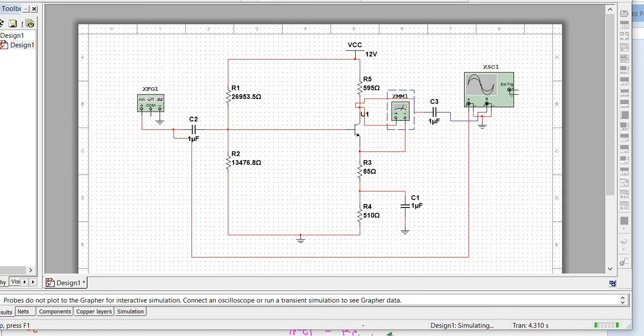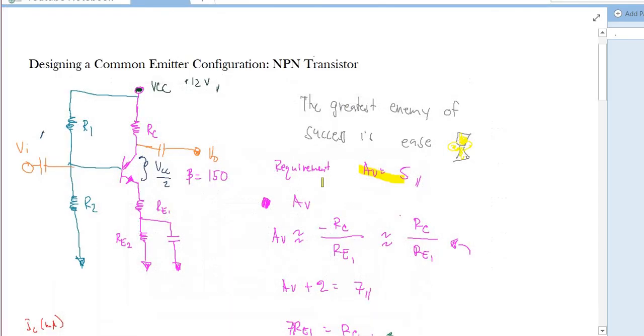So this formula that we've used is tested. I've tested it, and it's a good thing that we have this kind of formula that we're going to use. So in this video, you've learned a lot about designing a common emitter configuration, specifically with an NPN transistor.